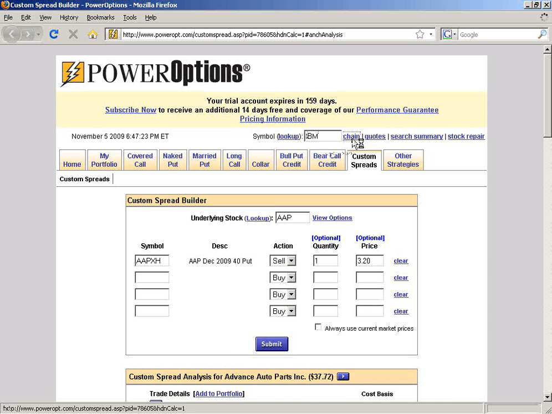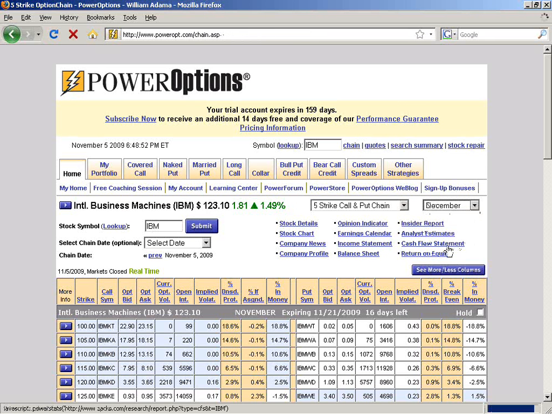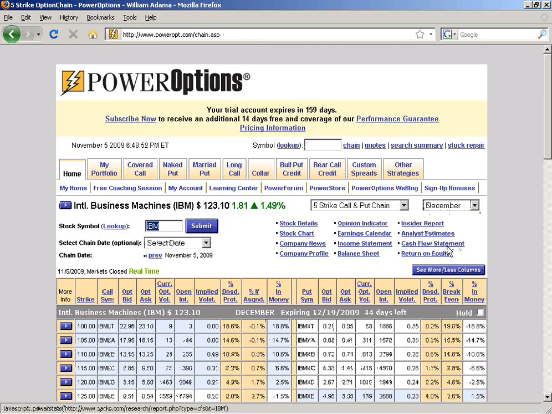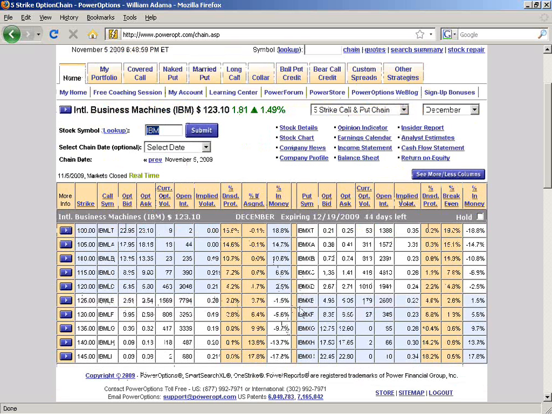Let's go ahead and take a look here at the chain. What I'm going to do is go to the 5-strike call and put chain for IBM, and I'm going to go to December again. We're just going to ignore November because it's too short of a time frame left. Now, what I'm comparing here on the standard chain, just by typing the symbol into the top, is the covered call, the call and the put chain for IBM December expiration.